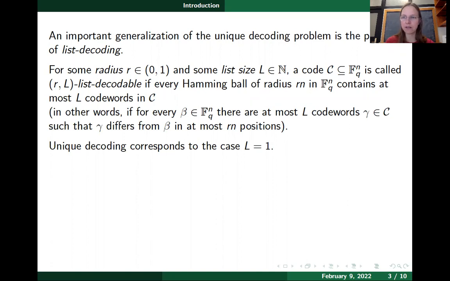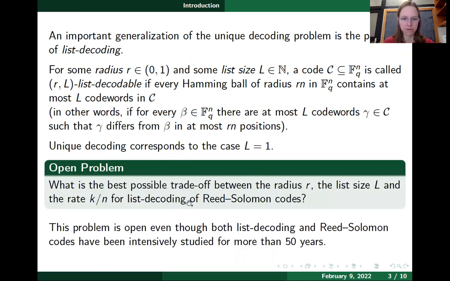In fact, as we just said, Reed-Solomon codes are optimal with respect to unique decoding, so with respect to list decoding in the case L equals 1, but for larger L, the problem becomes much more complex and much more difficult. And so even though both Reed-Solomon codes and the notion of list decoding have been intensively studied for more than 50 years, the actual properties of Reed-Solomon codes with respect to list decoding are still not known. In other words, the best possible trade-off between the radius R, the list size L, and the rate k over n when list decoding Reed-Solomon codes is still not known.